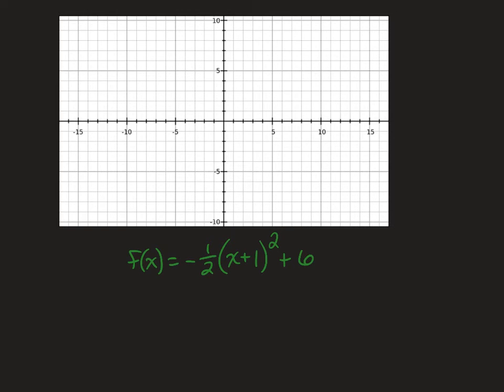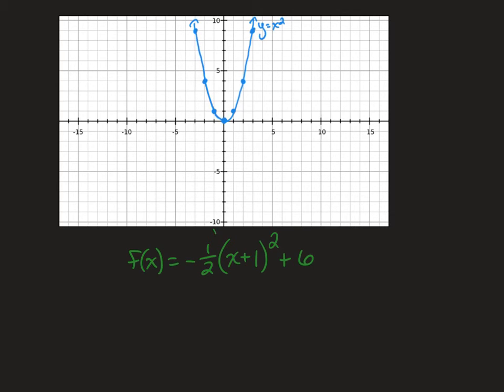So I'm going to start with the parent graph, which is, I guess I'll use blue. Y equals x squared. So I need 1, 1, negative 1, 1, 2, 4, negative 2, 4, and 3, 9, negative 3, 9. So remember, this is just y equals x squared. We should be pretty good at graphing these by now. Okay, so now we need to do the stretch.